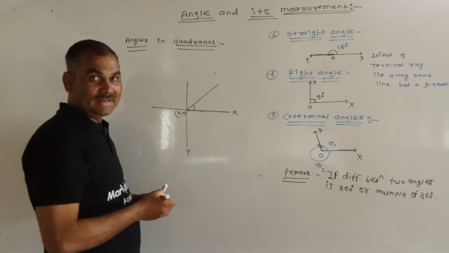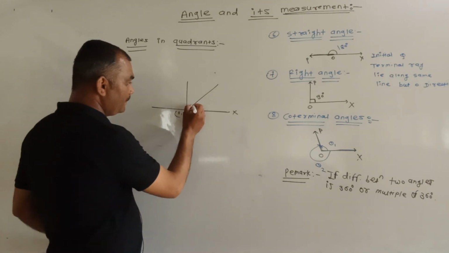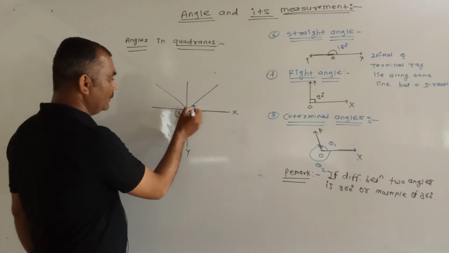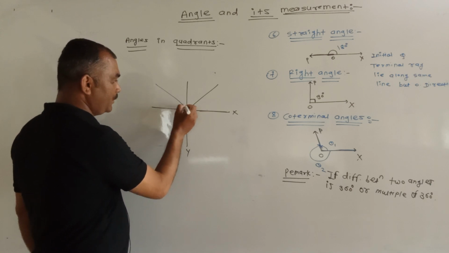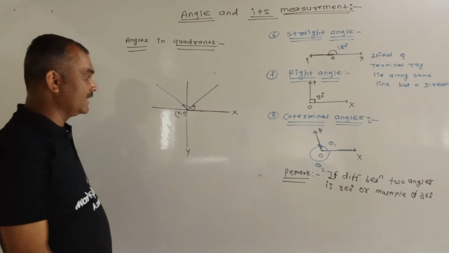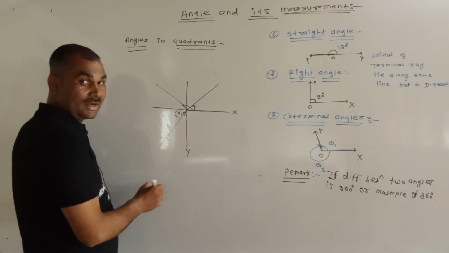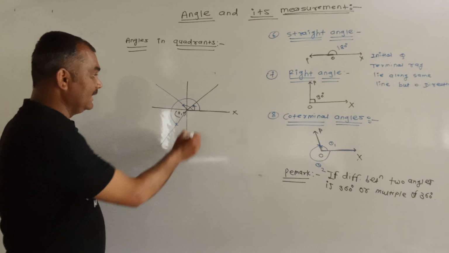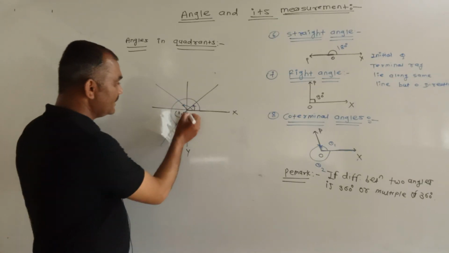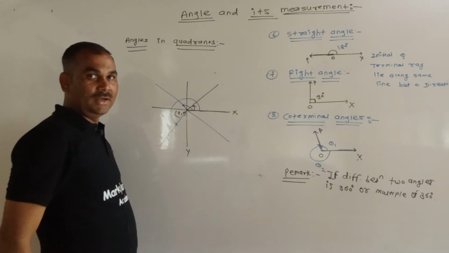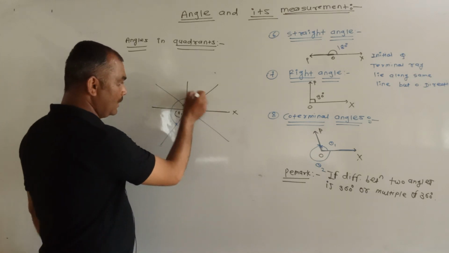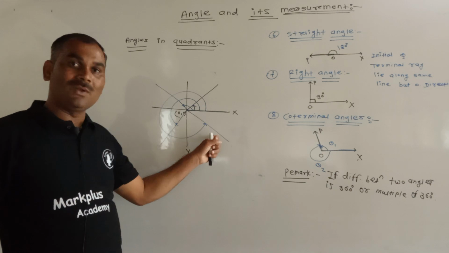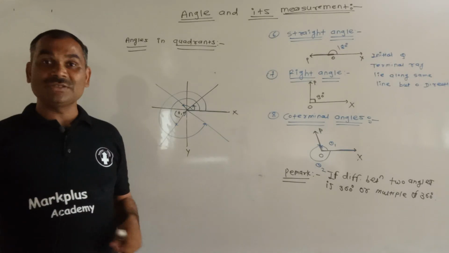विथ पॉजिटिव एक्स एक्सिस उसकी डायरेक्शन क्या होती है? एंटी क्लॉकवाइज डायरेक्शन. और सपोज आपका एंगल सेकंड क्वाड्रेंट में है, वी हैव टू मेजर दिस एंगल विथ पॉजिटिव एक्स एक्सिस इन एंटी क्लॉकवाइज डायरेक्शन. सपोज एंगल गोज टू थर्ड क्वाड्रेंट, सेम. सपोज आपका एंगल गोज टू फोर्थ क्वाड्रेंट, at that time also we have to measure the angle with positive x axis in anti-clockwise direction. These are the measurements of an angle.